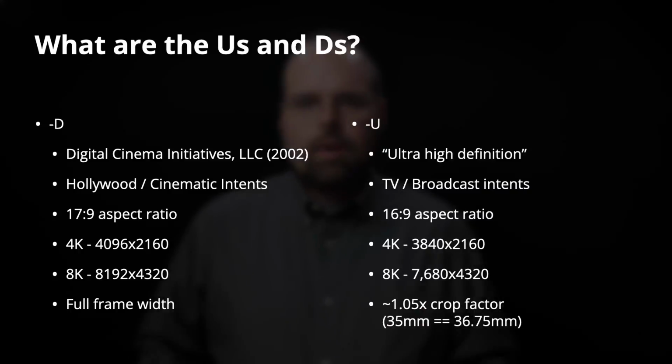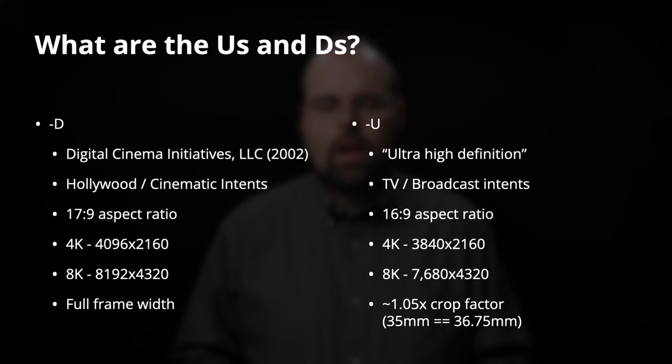Obviously, when the budgets for your movies are in the millions, possibly even hundreds of millions of dollars, not having standards is kind of a bad thing. So they set standards for resolution, for cameras, for cinema projectors, etc. The D settings are targeted for that kind of Hollywood cinematic intent. They're all 17:9 aspect ratio recordings. For 4KD, the resolution is 4096 pixels by 2160 pixels, and for 8KD, the resolution is 8192 pixels by 4320 pixels.